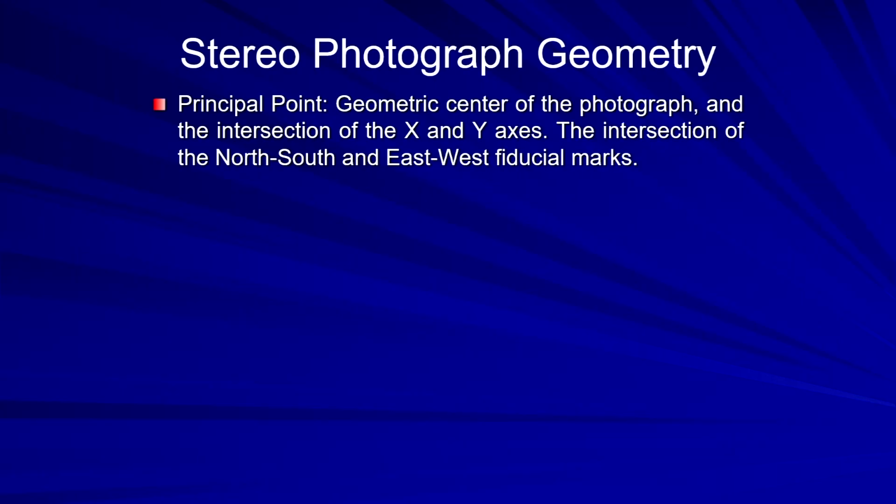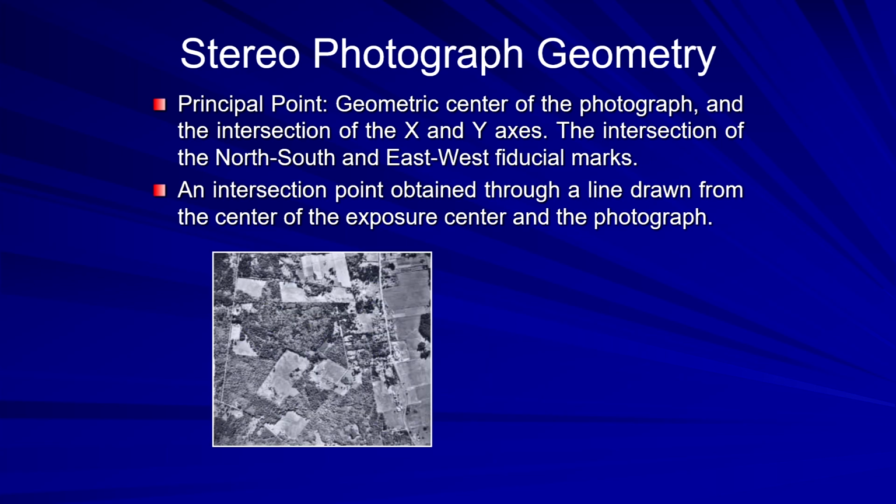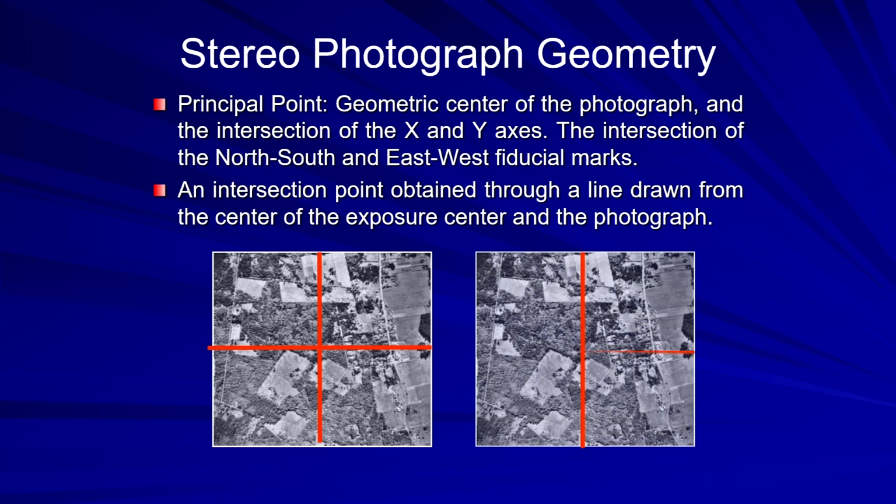Now, coming to the principal point which I have explained. You have x and y axes, and if you connect the fiducial marks, that will give you the intersection, and that point is your principal point. So, for this image the principal point is this one, and for this image the principal point is this one.